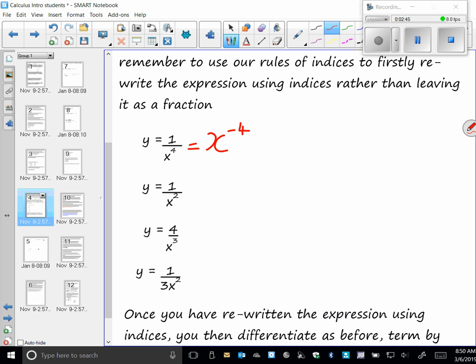Right, so when it's power 4 it becomes negative 4. Now, actually, let's do all of these first. So y equals 1 over x squared. Kiara, what would that one be? X to the negative 2. Good. Next one. Lily, what would this one be?